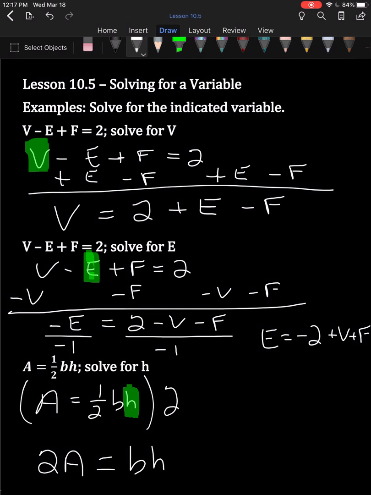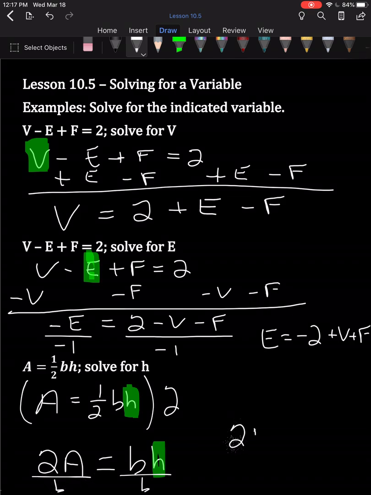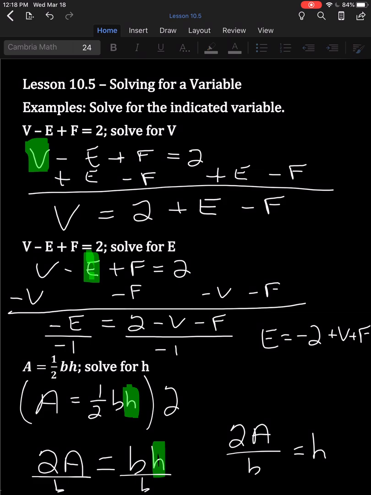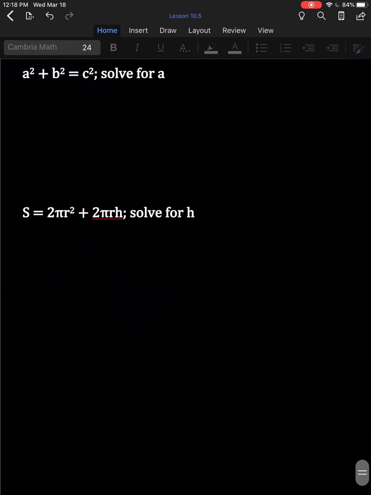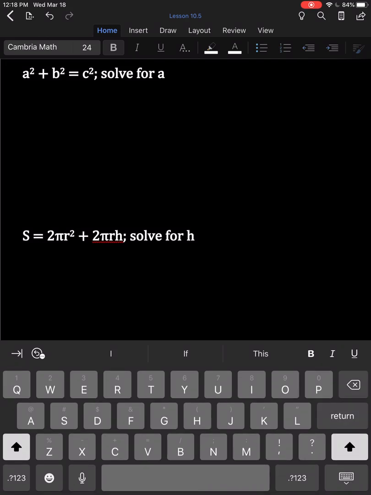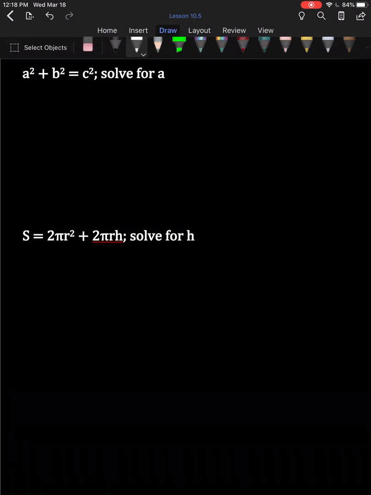Now the task here is h by itself, which it's not yet. It's got a b multiplied to it. So to undo multiplication by b, we will divide by b and get 2a divided by b is equal to h. Let me give myself a little more room to write here.